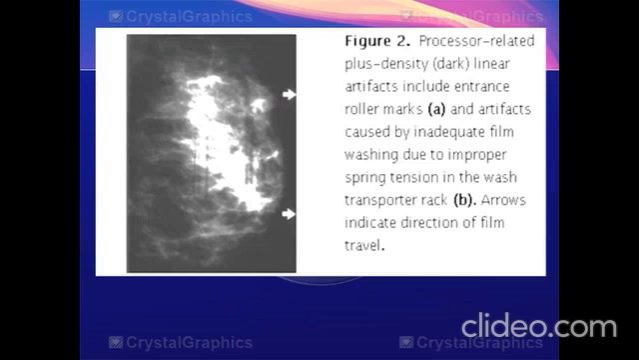So, also here, a processor-related plus density. Pag sinabing plus density, increased density. Therefore, it appears dark. So, linear artifacts include entrance rollers and artifacts caused by inadequate washing of film. Ito yung black part niya. So, pwede siyang caused by entrance rollers, yung syempre from the entrance. So, the arrow indicates the direction of the film. Okay?